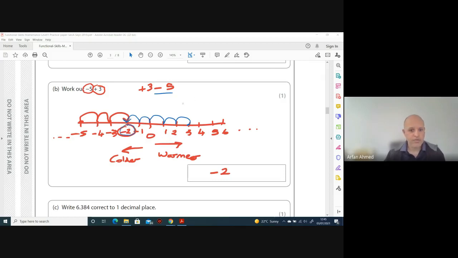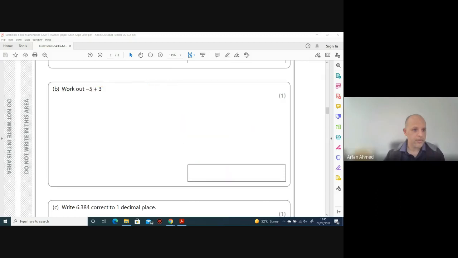So it doesn't matter which way you do it. Just don't get the signs mixed up. So obviously that minus is with the 5. That plus is with the 3. So just don't get mixed up with that. And you don't have to do the number line. If you can do it in your head, then that's absolutely fine. But I recommend doing the number line though. Let's move on.